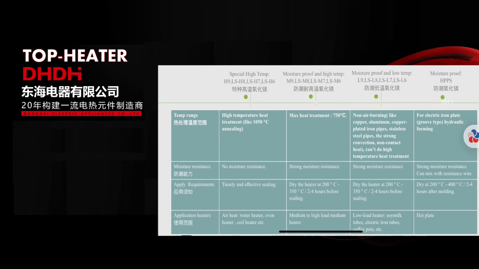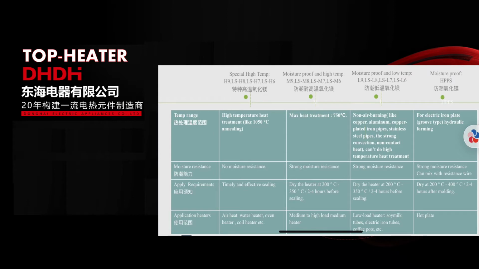For the application, it is normally used in medium to low-medium heaters, such as water heater tubes and oven tubes and so on.